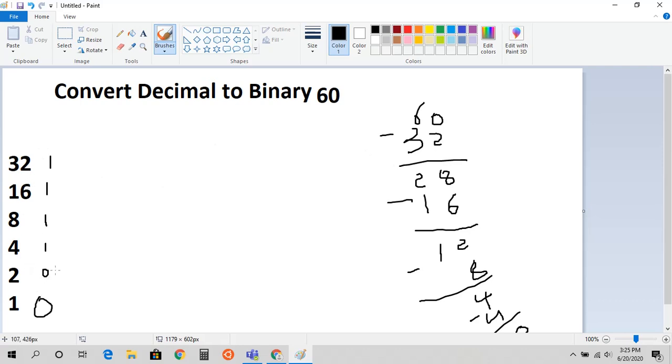And when I don't have any number, because when I reach 4, and 4 minus 4 is 0, every time I'm going to put 0. So now our binary is 1 1 1 1 0 0. Okay, so that's our binary number.